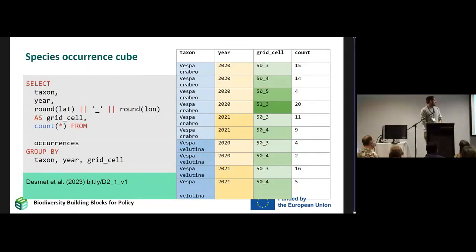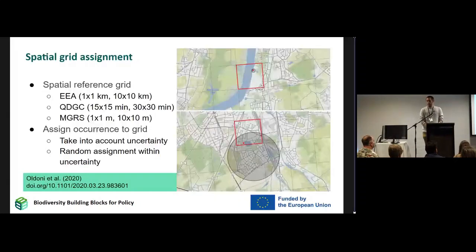So for example, I could say, from these occurrences, I want to know the taxon, I want to know the year, and let's have some rough estimate of a grid cell. So I take the latitude and longitude, I round this and I combine this, and I know, oh, Vespa crabro in 2020 in grid cell 53 had 15 occurrences, for example. This is the type of thing you can currently already do with the data that GBIF provides. You can actually run this on your computer. It's not that complicated.